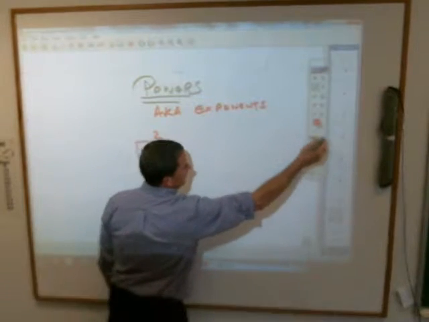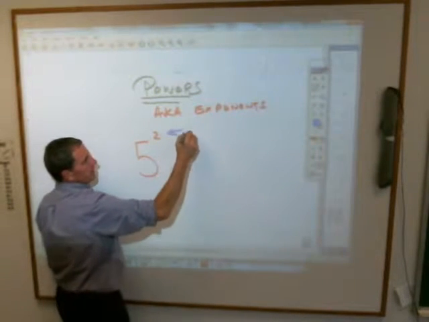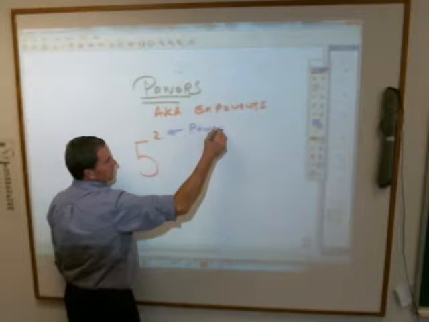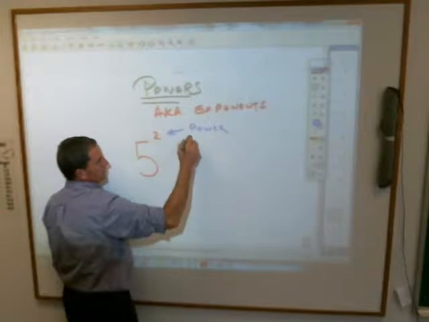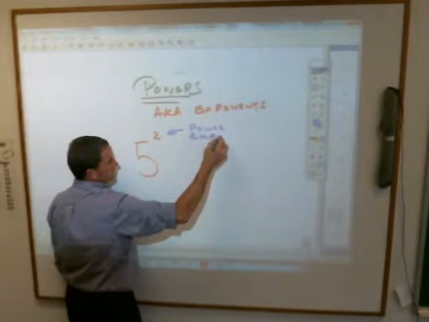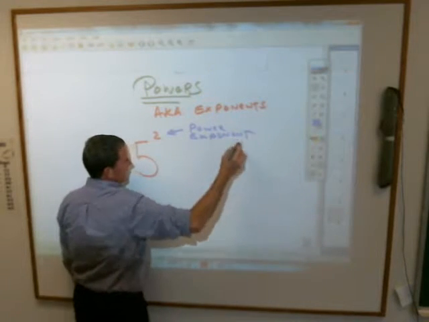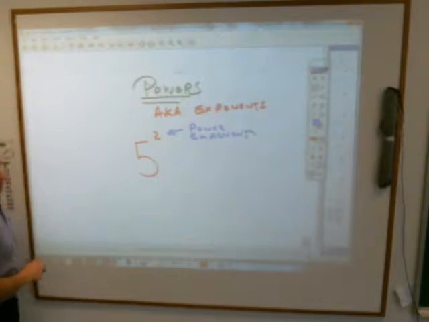This little guy up here is your power, also known as your exponent. And what does that little 2 up there tell you? So many times I get a wrong answer to this problem. If I said to simplify what 5 to the second power is, people say 10, because they multiply 5 times 2, and that's not what the answer is.